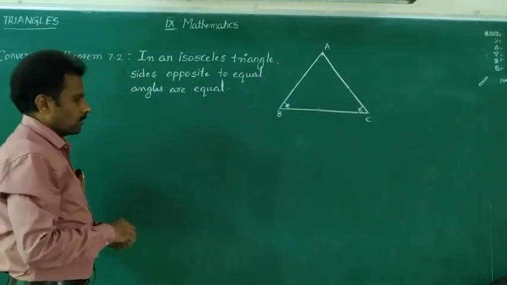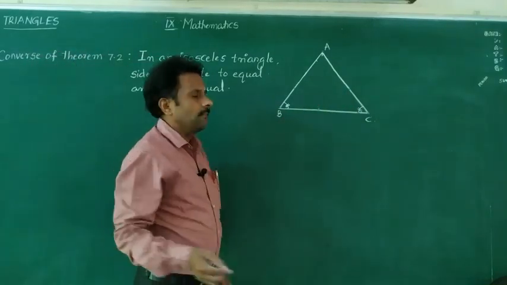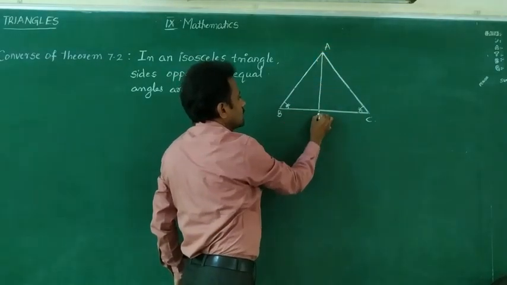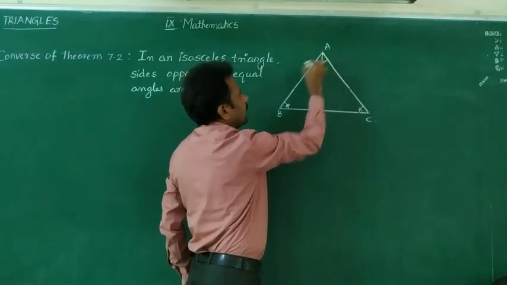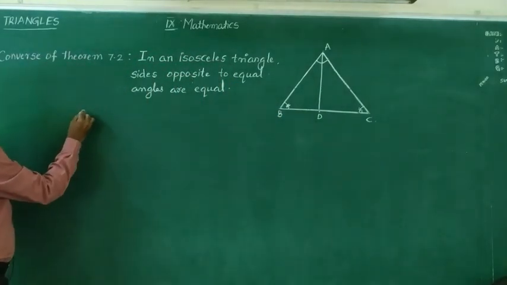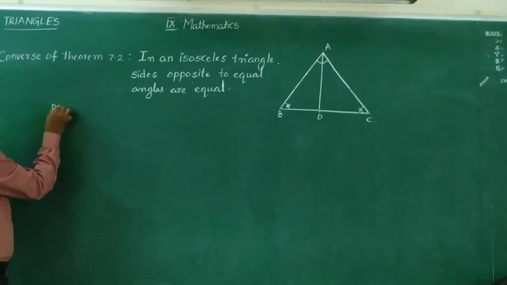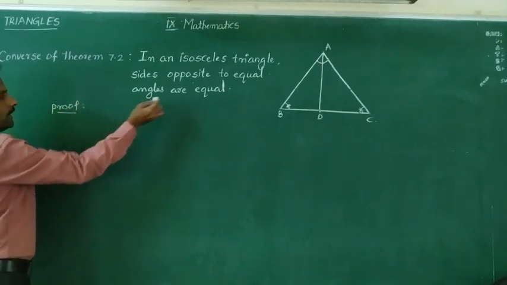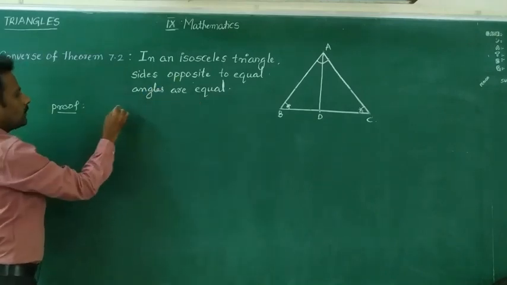So how can we show? Like in the previous theorem, what did we draw? We drew AD. What is AD? It is the angle bisector of A. So here also let us draw the same. Okay. So in the proof, what is given here? Angle B equals angle C.